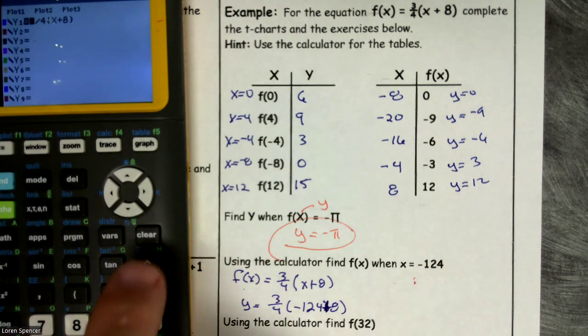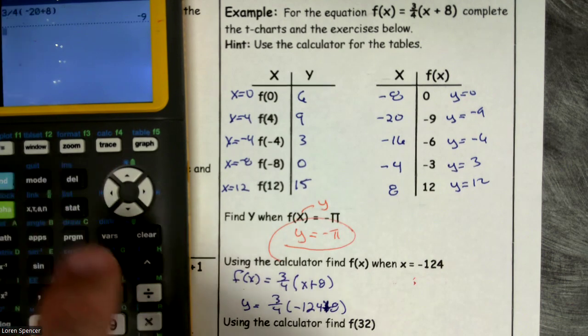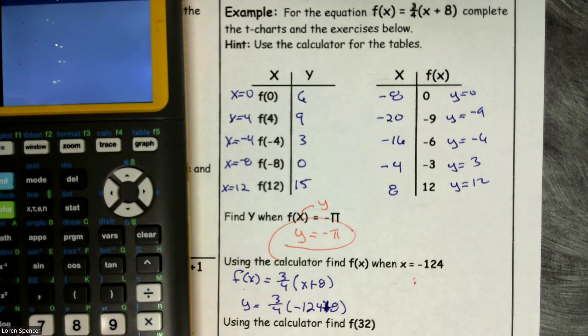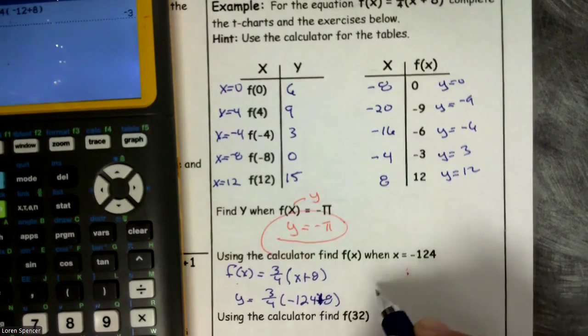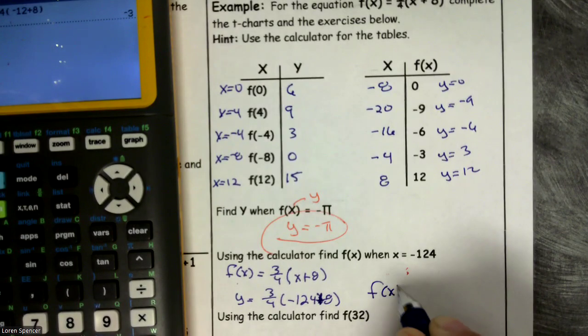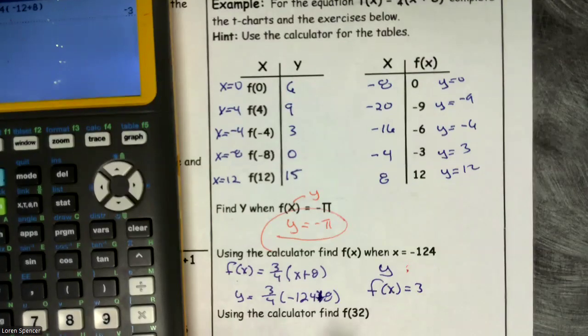So y equals, let's not even do that. Let's go here. 3 divided by 4, parentheses, negative 124, plus 8. And we end up getting negative 3. So f of x, and please don't forget, f of x just means y.